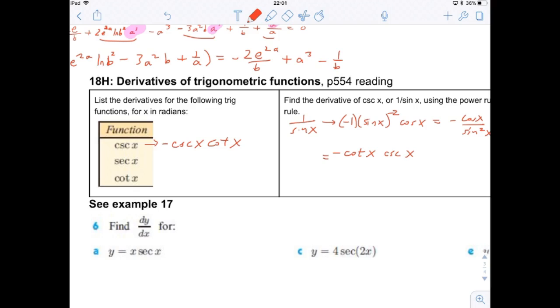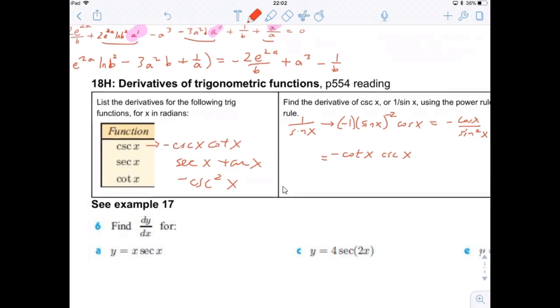For secant, the derivative is similar to that. It's negative secant tangent. Oh, it's not, I'm sorry. Positive secant tangent. Okay? Finally, the derivative of cotangent is negative cosecant squared. Remember that the derivative of tangent I think was secant squared, so they kind of have a symmetry going here, right?